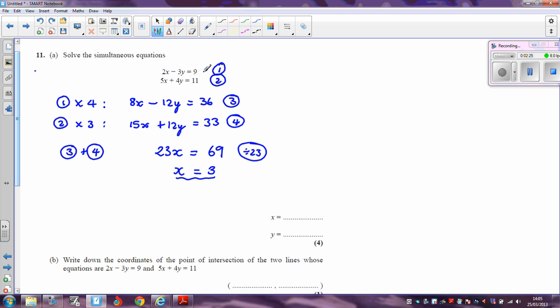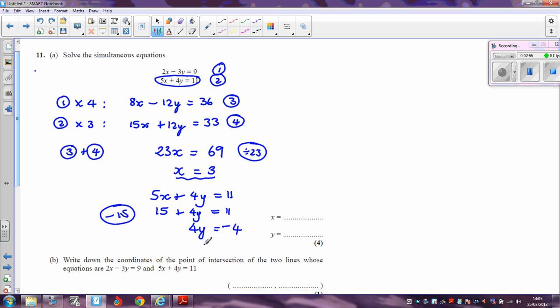Now I need to find y. So I'm going to substitute back into one of these equations, and I think the easiest one to choose is probably that second one, where 5x plus 4y is equal to 11, except I now know that x is 3. So 5 times x is going to be 15. 15 add 4y is going to equal 11. If I now subtract 15 from both sides, this side I'm just left with 4y. On this side, 11 take away 15 is minus 4. And I'm now going to divide both sides by 4. On this side I get y, and on this side I have minus 1. So x is 3 and y is minus 1.